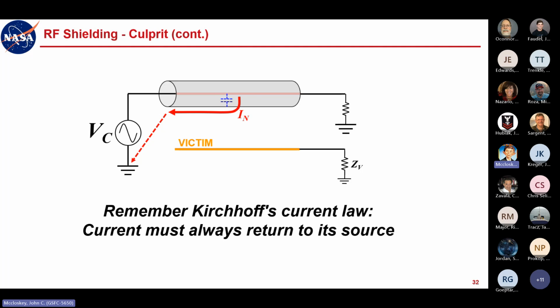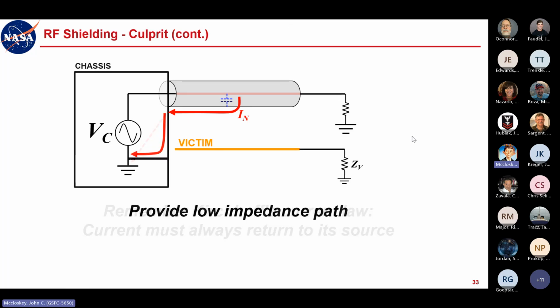All right. Yes, it goes back to the source. That's our mantra. So in order for that to be done properly, you need to provide the path. It's going to get back there eventually. It has to. Mother Nature says so. But if you don't provide the path, it's going to follow some less efficient path that probably will generate more emissions and couple into circuitry you'd rather it not go. So you need to provide the path all the way back to the source.